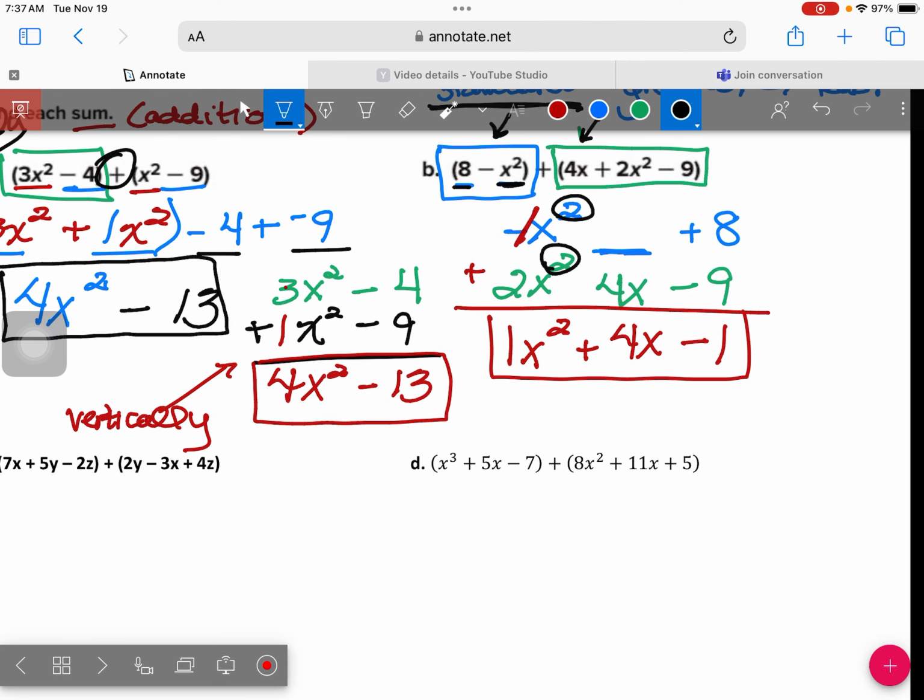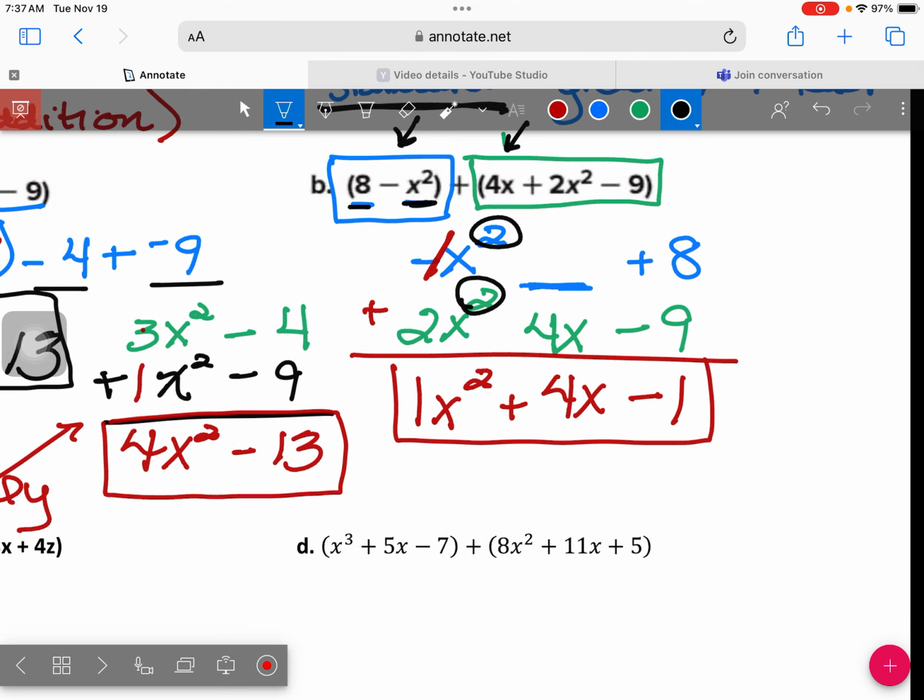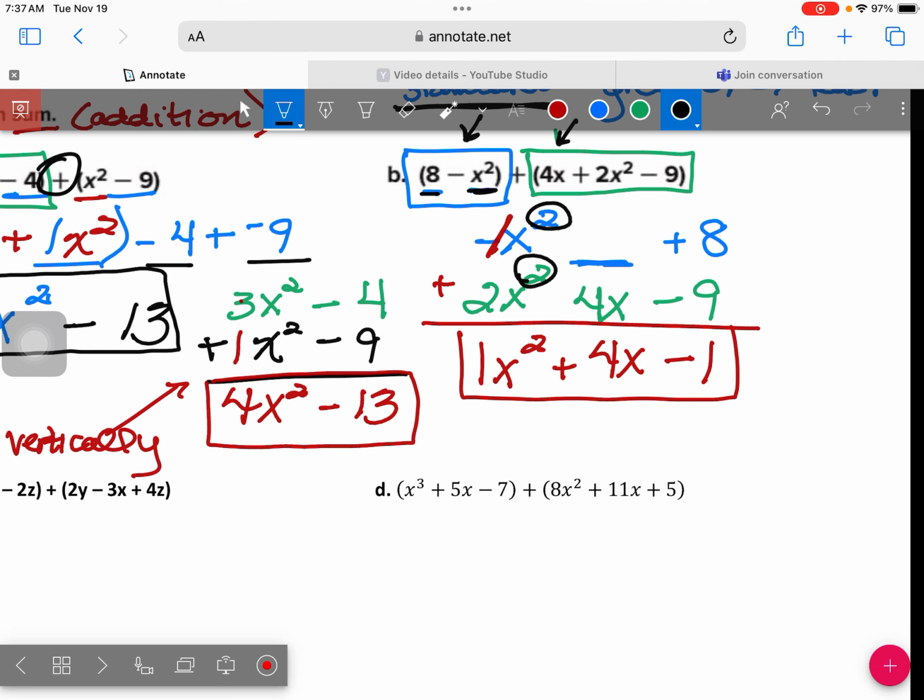So I could do this horizontally. If you are one that likes to do it horizontally, I'll show both of them here. So let's say I'm going to take the 8 and put it with the -9. Those are kind of grouped together. Then I have the negative x squared, and I'm going to group that with the 2x squared. And then finally, I just have this 4x by itself.